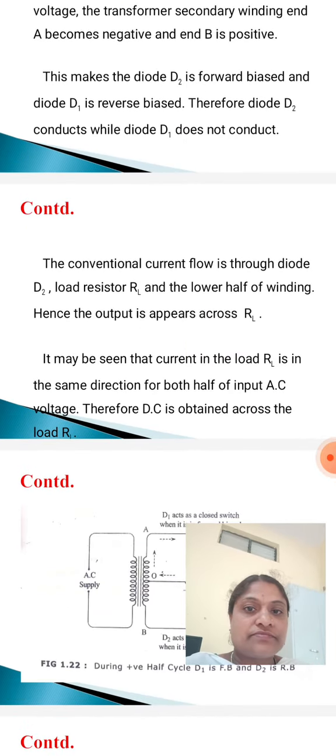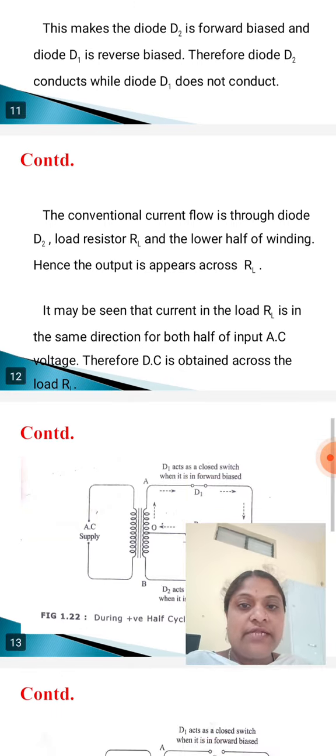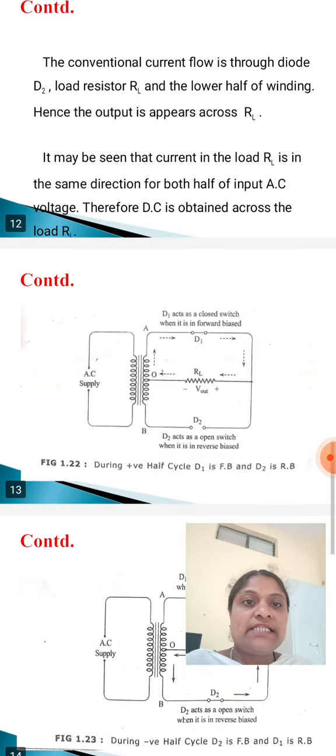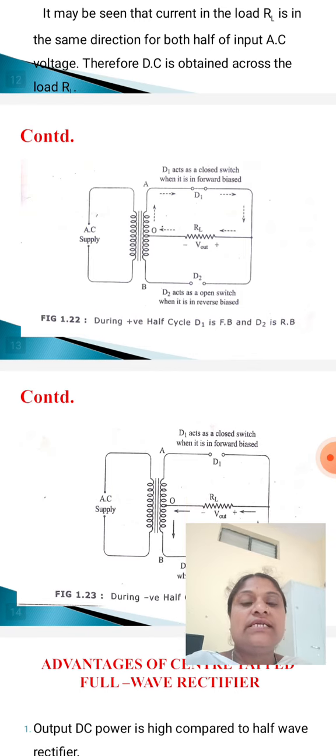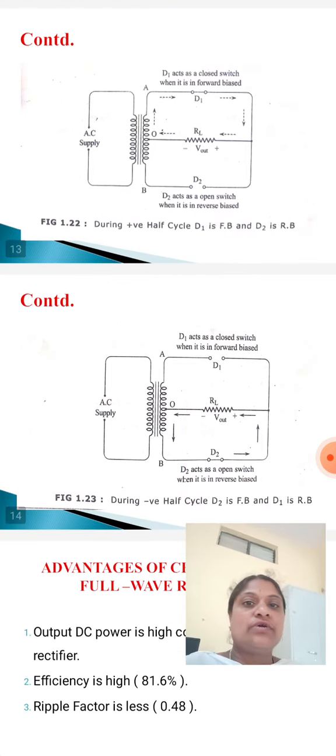Center tapped full wave rectifier. It may be seen that the current in the load RL is in the same direction for both halves of the input AC voltage. Therefore, DC is obtained across the load resistor RL.